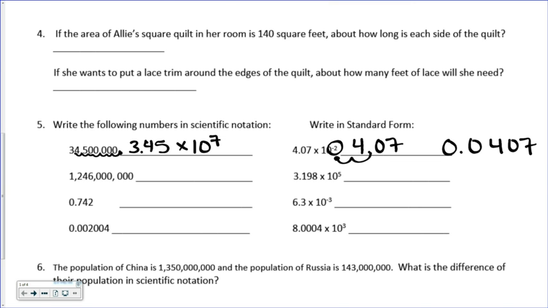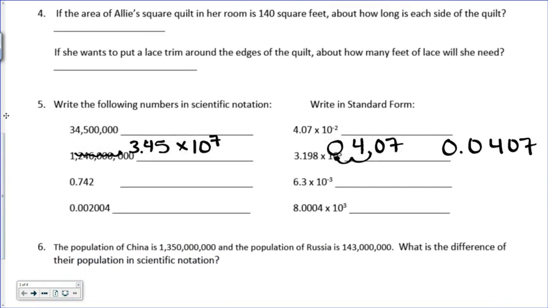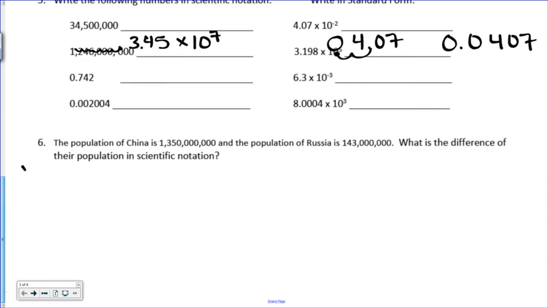Okay, let's look at number 6. The population of China is 1,350,000,000, and the population of Russia is 143 million. What is the difference of their population in scientific notation? So I know that China's population is this, and Russia's population is this. I'm looking for the difference. And then lastly, I will have to put it in scientific notation.